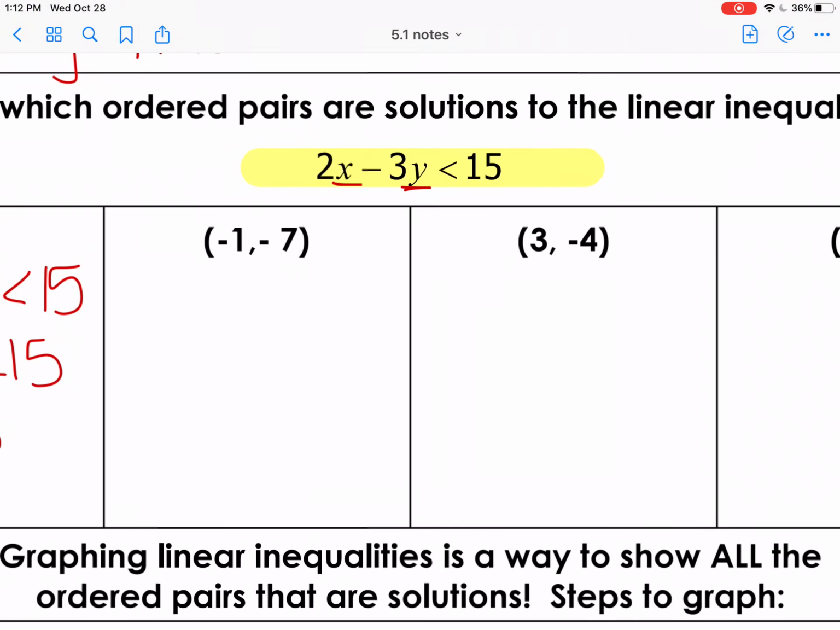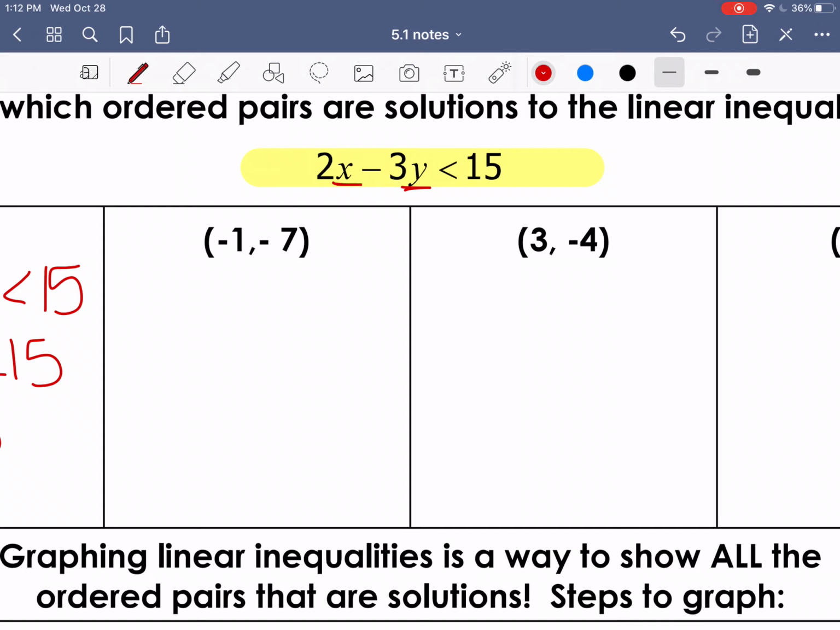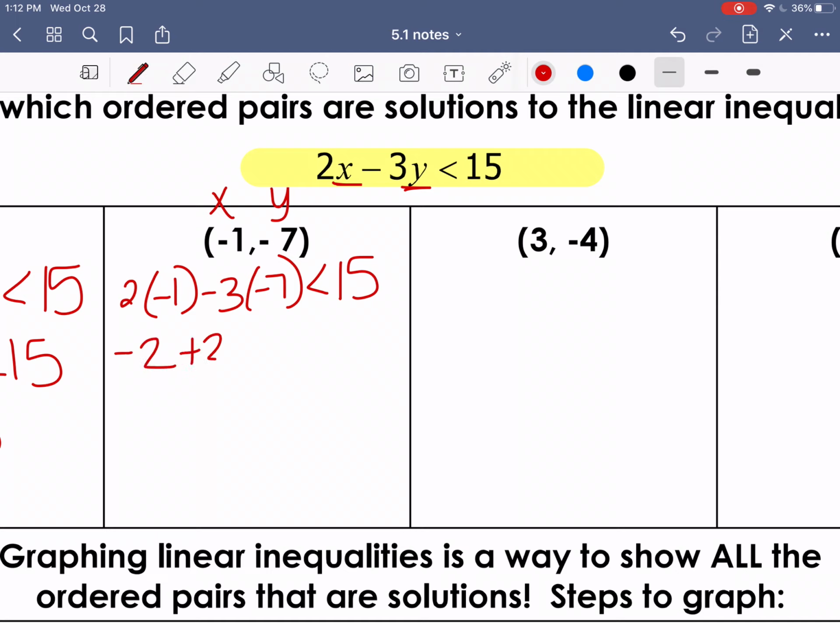I'm going to zoom in a little bit. We do the same thing for the second one. It's just going to be a plug and chug to see if it's true or not. So I plug my x value and my y value in for my correct variables. I multiply first because I'm following order of operations. Negative 2 plus 21 is 19. And we know that 19 is not less than 15, it's larger. So no, this ordered pair would not be a solution.